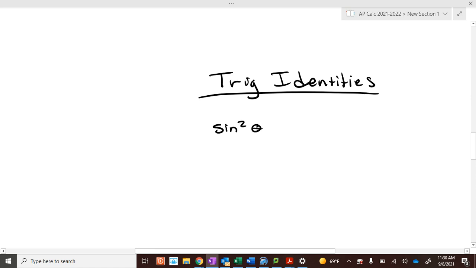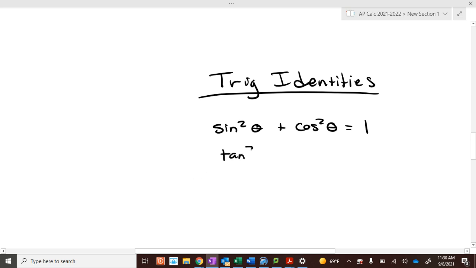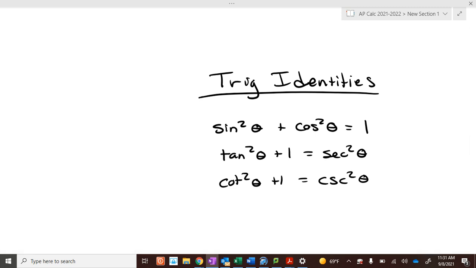Remember that the sine squared of theta plus the cosine squared of theta equals 1. Know that one. Know that the tangent squared of theta plus 1 equals the secant squared of theta. And the cotangent squared of theta plus 1 equals the cosecant squared of theta. Those are called the Pythagorean identities. You need to know those.